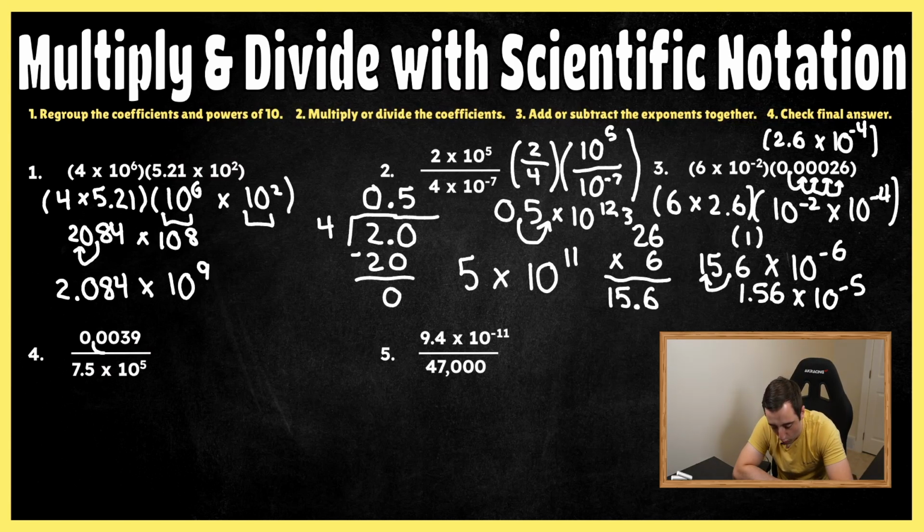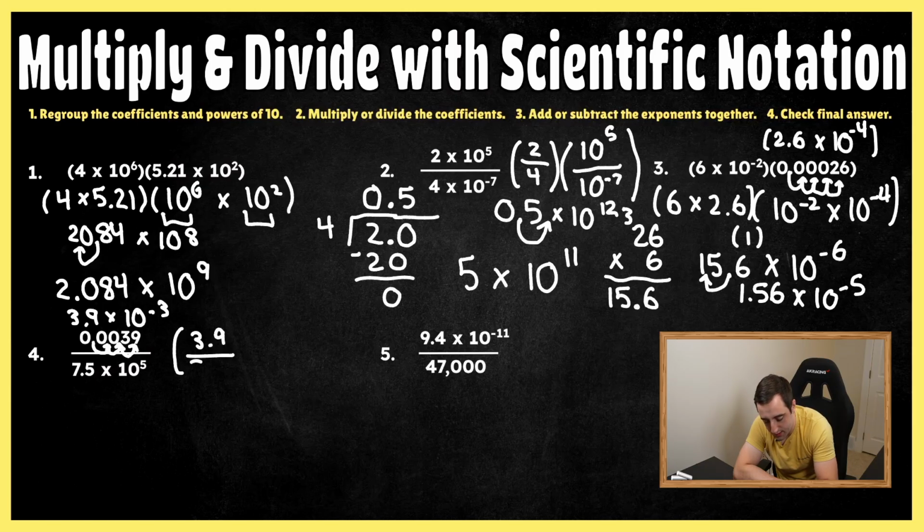So we're going to move it once, twice, 3 times, and this will be 3.9 times 10 to the negative 3rd. We just made our number larger. In return, our power needs to decrease by 3, just like we did in number 3. And now we can go ahead and regroup, just like we did in number 2. So we have 3.9 over 7.5, and then our like bases or our powers of 10, 10 to the negative 3rd over 10 to the 5th.